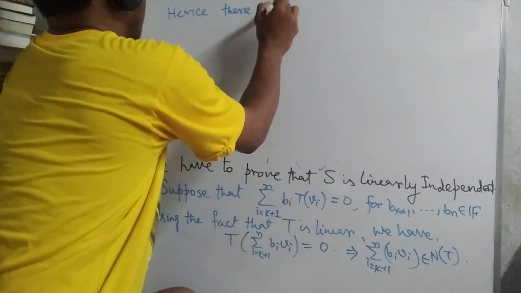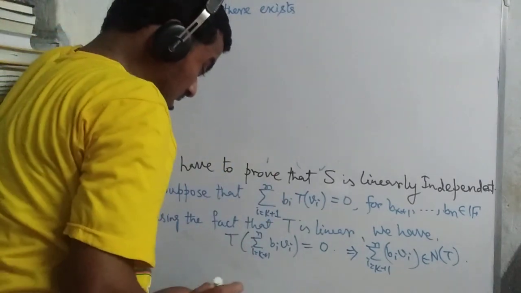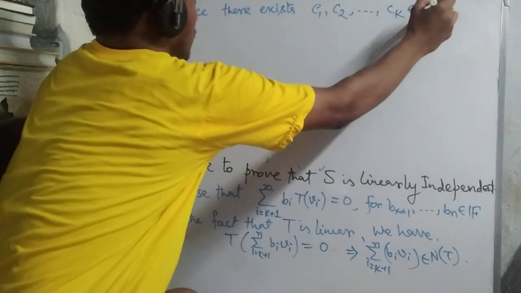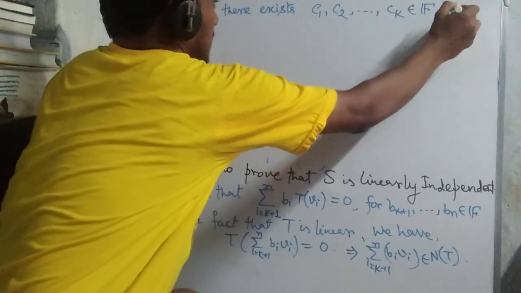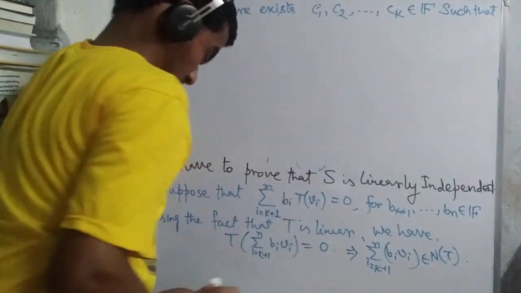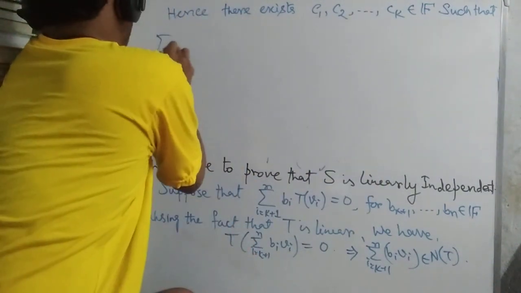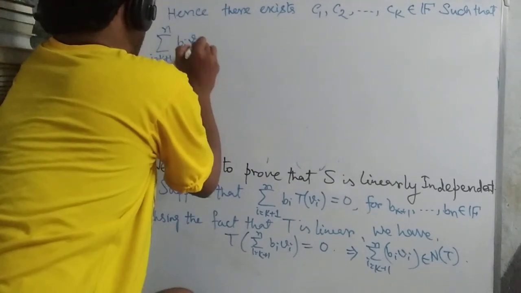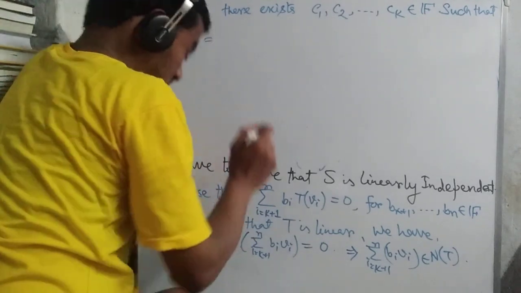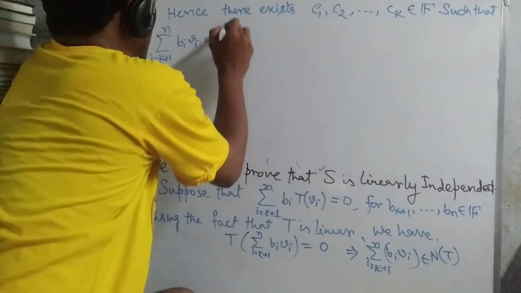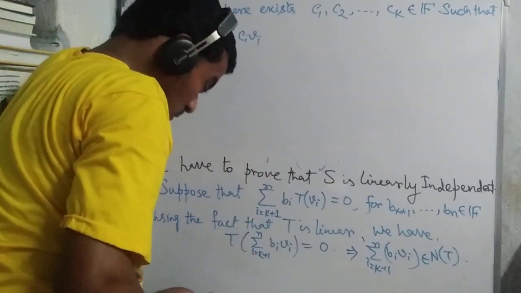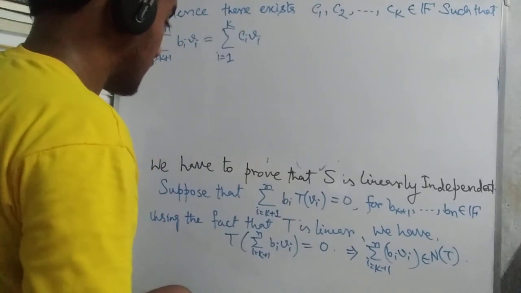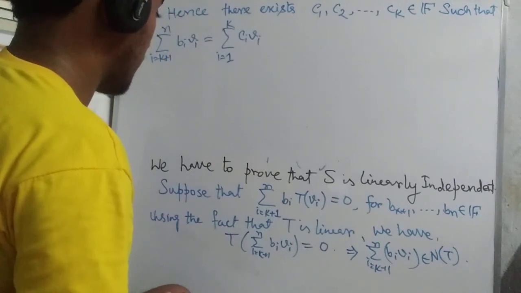Hence, there exist c1, c2, ..., ck belonging to A such that the summation from i equals k plus 1 to a of b_i v_i equals the summation from i equals 1 to k of c_i v_i. Then that means, well, let us discuss in this way.